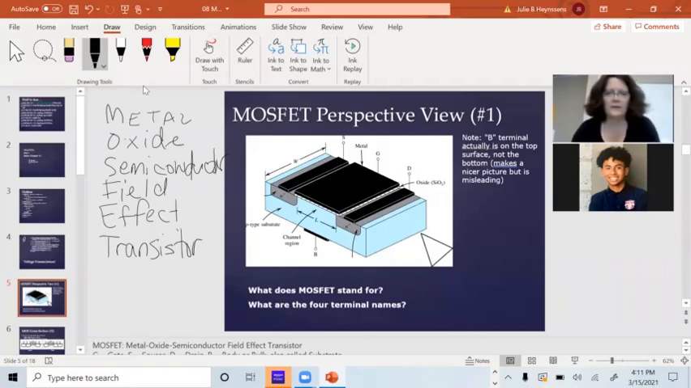I'm going to show you where the metal is. The metal is up here. It's this layer called the gate. There is a very thin layer of oxide right there. That's the oxide part. And then the bulk is the semiconductor, so that's the substrate down here. That's a MOS capacitor. And we're going to use that MOS capacitor to create charge in this region so I can conduct from end to end.